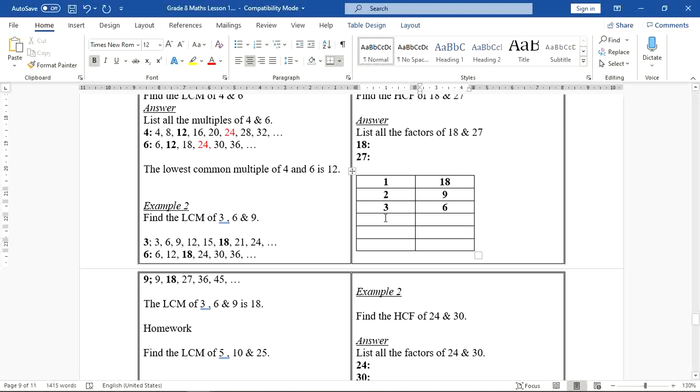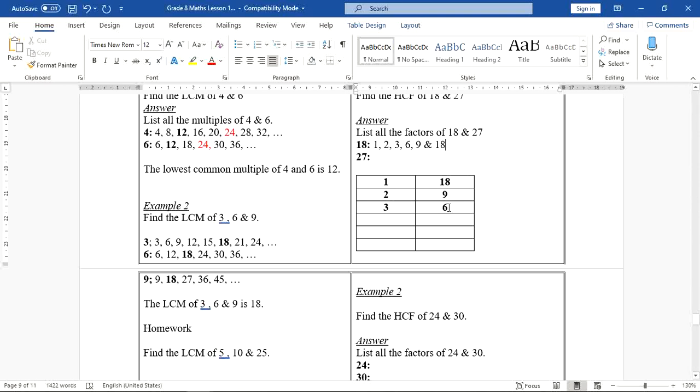Can 4 go into 18? It will go, but it will give us a remainder. What about 5? What about 6? Yes. So the moment you get the number on this side, that's when you stop dividing by the smallest numbers. So the factors of 18 are 1, 2, 3, 6, 9, and 18 itself. So 18 has only 6 factors. 1 goes into 18 18 times, 2 goes into 18 9 times, 3 goes into 18 6 times.